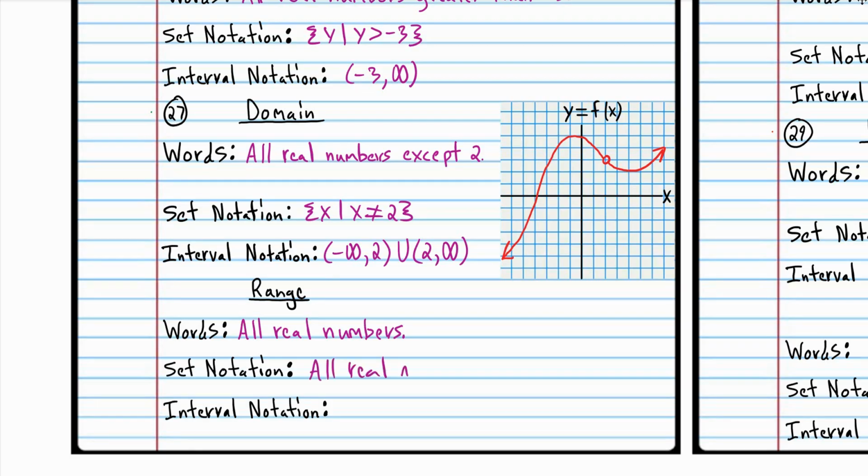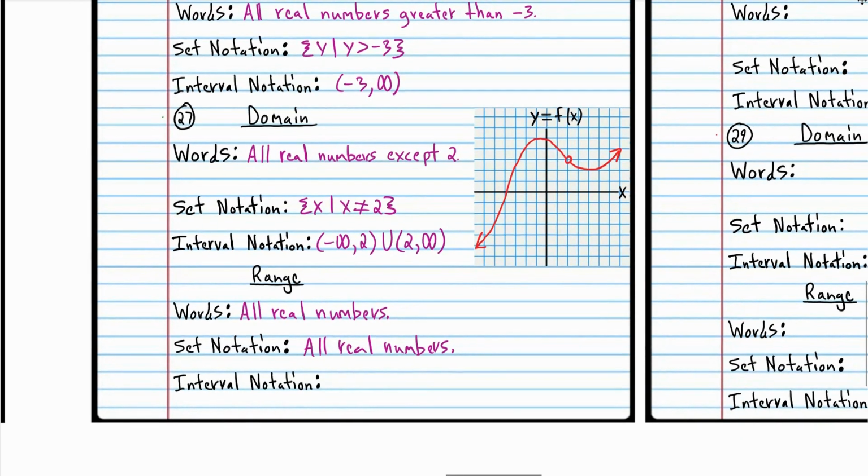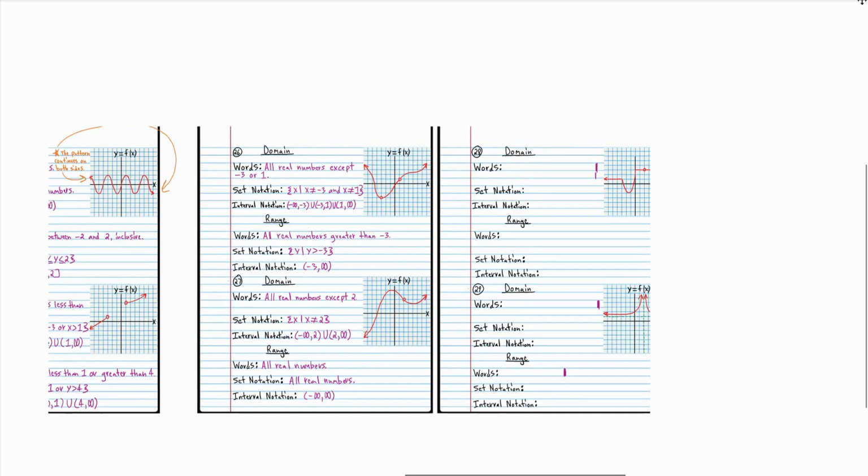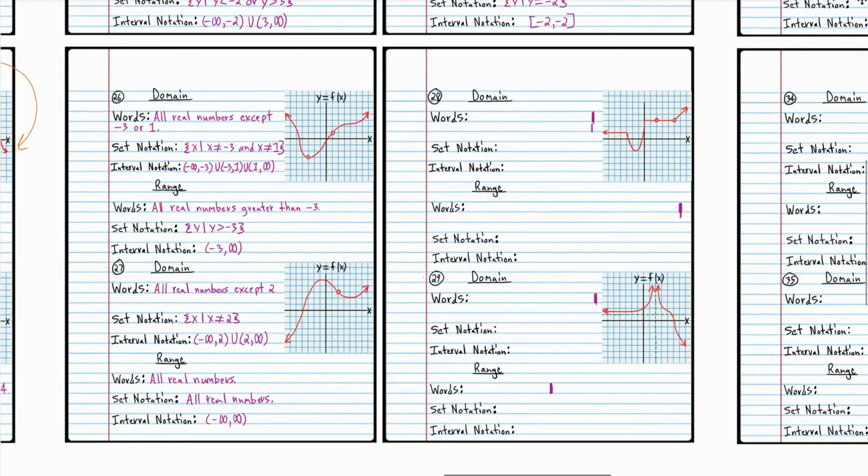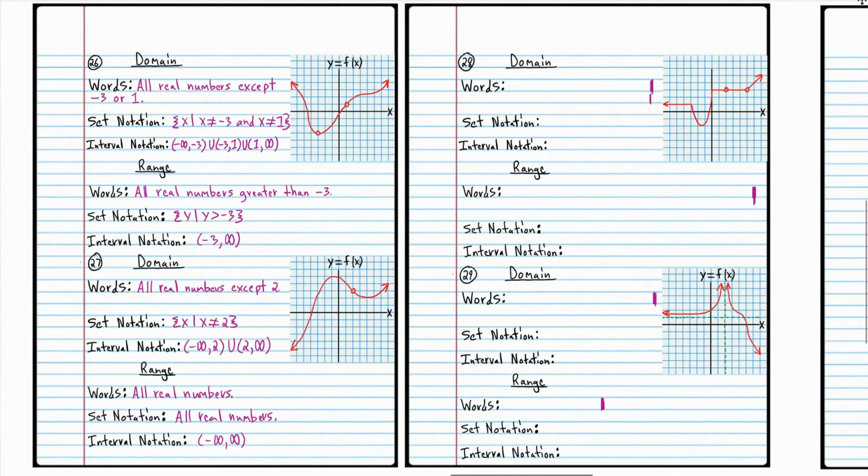In this special situation, remember, again, for set notation, we just write in words all real numbers. For interval notation, we write -infinity, comma, infinity with parentheses. So if you got that one right, excellent. Try number 28. When you come back, we'll do it together.